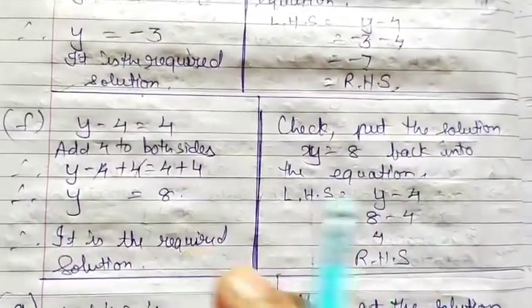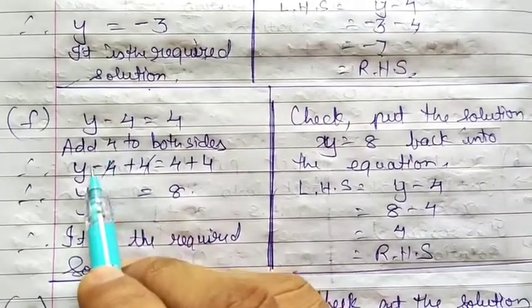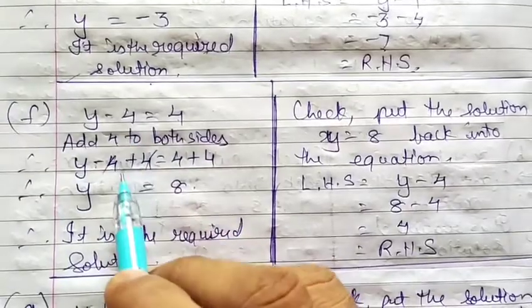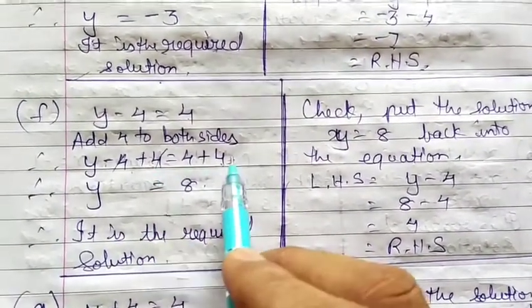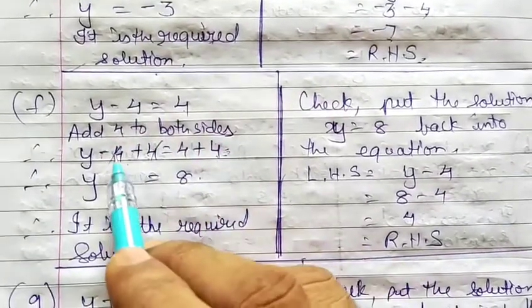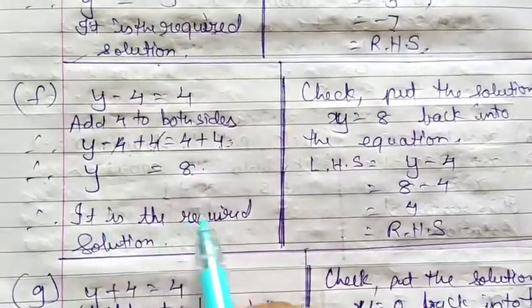Now the next one is y minus 4 equals 4. Now here minus 4 is there, so I have to add 4 toward my left hand side. Now to add 4 toward your left hand side, the same value you have to add in the right hand side. So by adding 4 to both the sides, write down over here, add 4 to both the sides, negative 4 and positive 4 will get cancelled. So value of y, 4 plus 4 gives 8. It is the required solution.